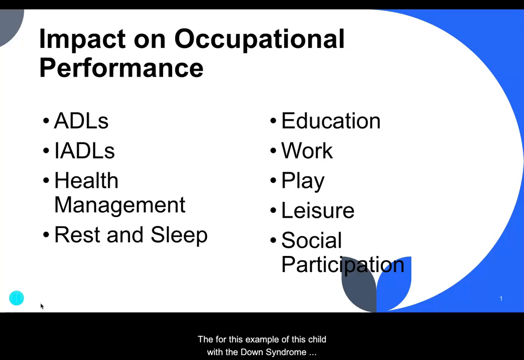So for this example of this child with Down syndrome, the client factors that impact occupational performance begin as soon as that baby is born. Individuals with Down syndrome often have hypotonia, which is poor muscle or low muscle tone. This reduced muscle tone might result in oral motor dysfunction, such as their tongue protruding from their mouth. So often this makes feeding for the baby with Down syndrome very, very difficult.